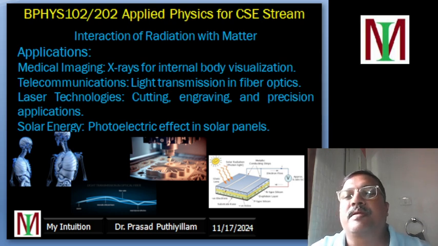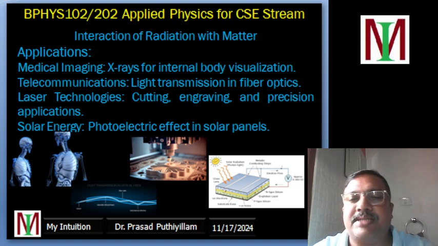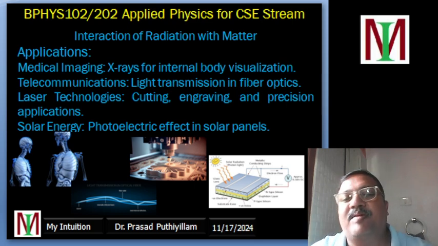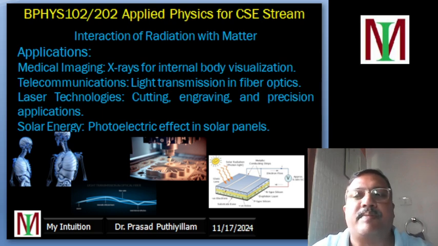So this allows doctors to create a detailed image of the inside of the body. X-rays are absorbed more by dense tissues like bones, and very little by softer tissues like muscles or skin. That's why we are getting X-ray images; the image shows only the shape of our bones. It is also used in telecommunications. Fiber optic communication uses this interaction of radiation with matter.